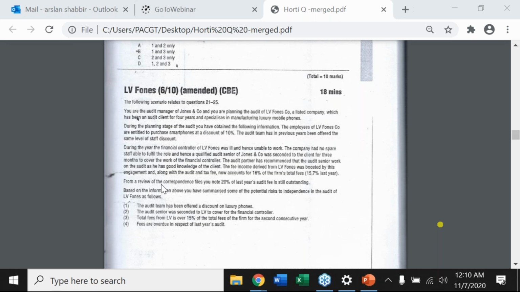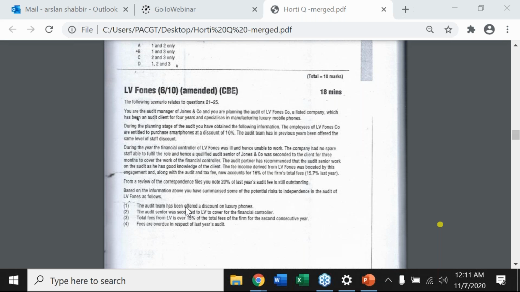Okay, let's see what the question says. From a review of correspondence files, you know 20% of the last year audit fee is still outstanding. So there can be an intimidation threat. Because of the information, you have summarized some of the potential risks to independence in the audit of LV Phones as follows.